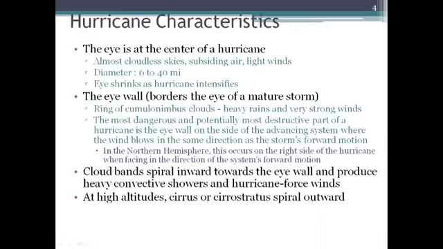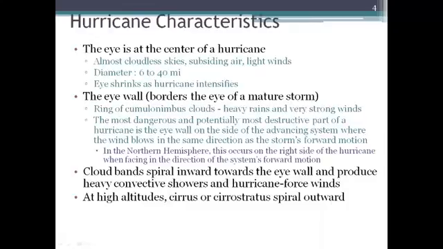Another characteristic of a hurricane is the eye wall. These are the clouds that border the eye of a mature hurricane. They are a ring of cumulonimbus clouds, so there's very heavy rains, very strong winds, and this is the most dangerous and destructive part of the hurricane. So if you're standing in the path of the storm and you look at the right side of the eye wall, that's going to be the area of most destruction, the strongest winds and strongest thunderstorms in the northern hemisphere.